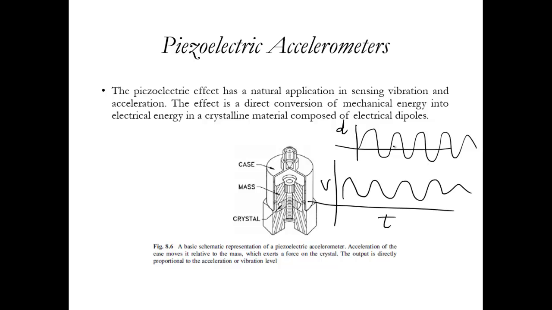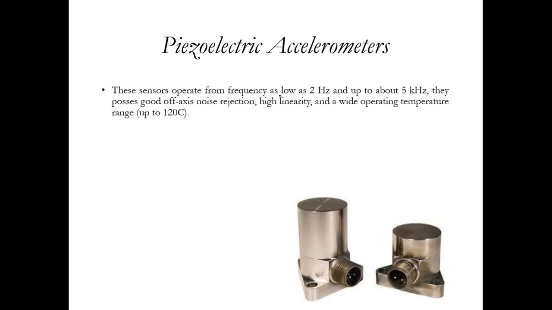So this is, let's say, displacement and this is time, so we'll have a voltage developed proportional to the displacement that is given to this. So we can measure the acceleration also. So they are also popular, called piezoelectric accelerometers, that are used. They operate from frequencies as low as 2 hertz up to even 5 kilohertz, and they possess good off axis noise rejection, high linearity, and a wide operating temperature. So these instruments have these features.